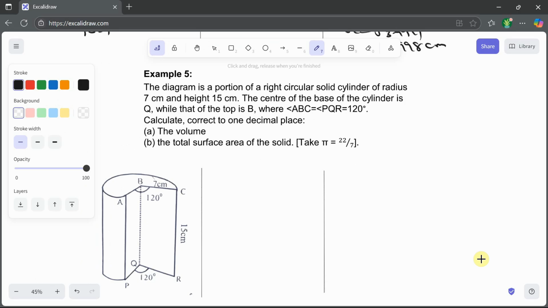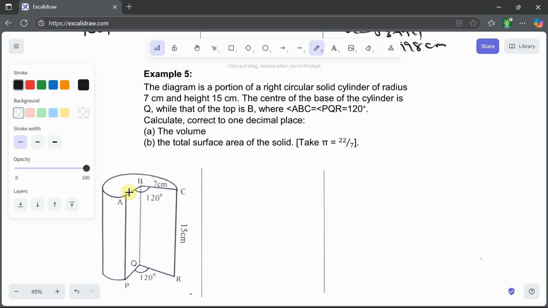Let's solve it together. Look at this diagram. What we are trying to find is the volume. This is a cylinder, so imagine we find the volume of that full cylinder. Then we find the volume of the portion that is cut out. If I have the volume of the full cylinder minus the volume of the portion that is cut out, that will give me the remaining volume.